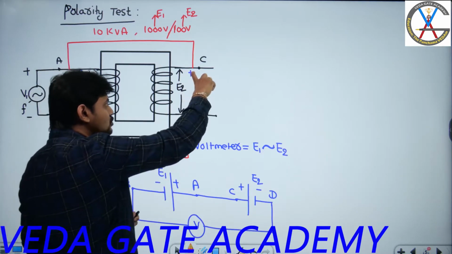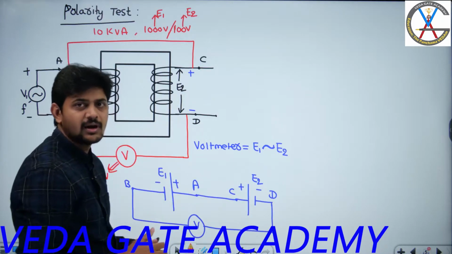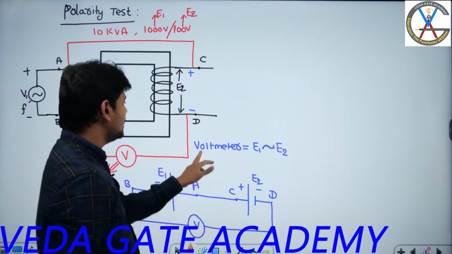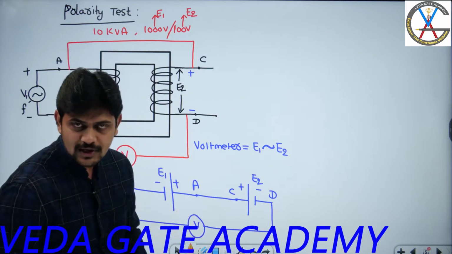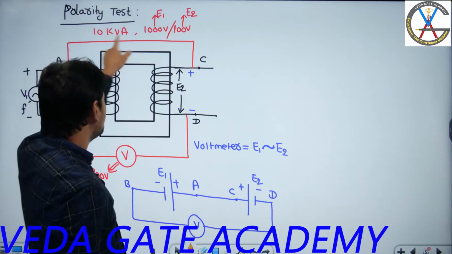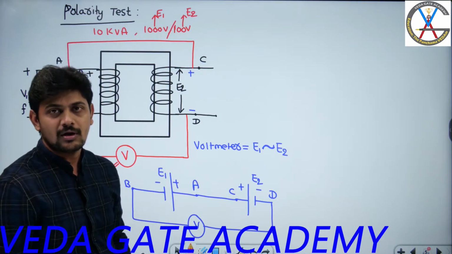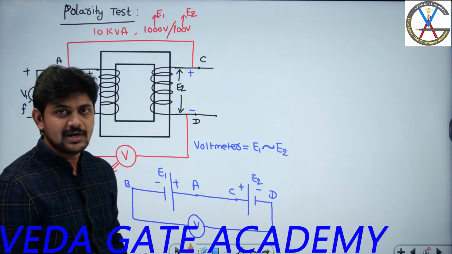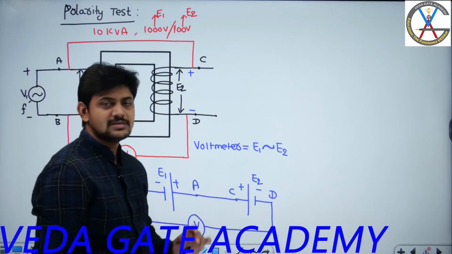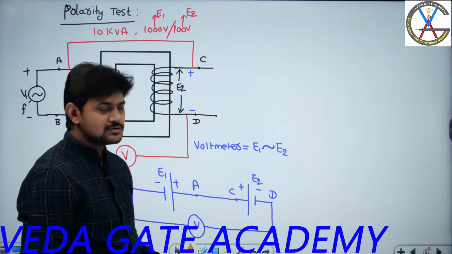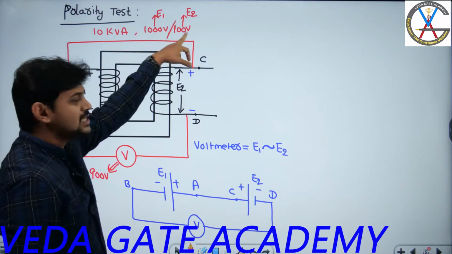Because here I am assuming these terminals and I got the voltmeter expression as E1 minus E2. Now I will give a final conclusion: if the voltmeter reads the difference of two induced EMFs, then the short circuited terminals must be assigned with similar polarities. Then only the voltmeter will read the difference of EMFs. These EMFs will be obtained from nameplate details: 1000 volts, 100 volts.